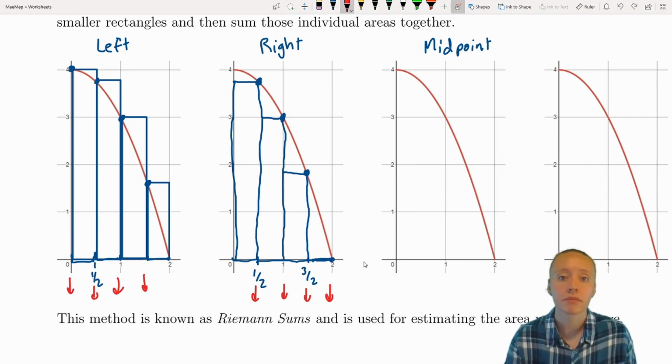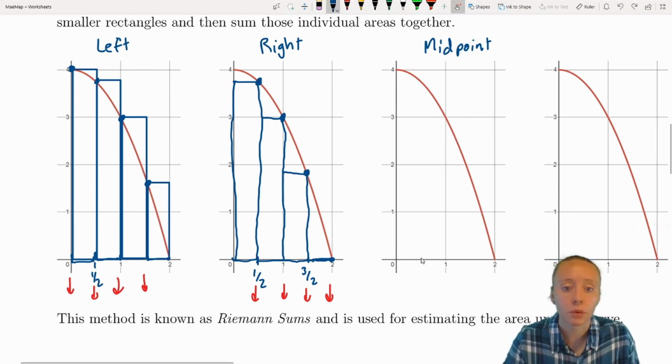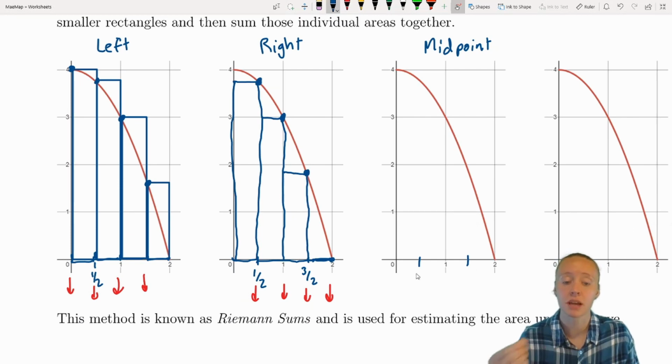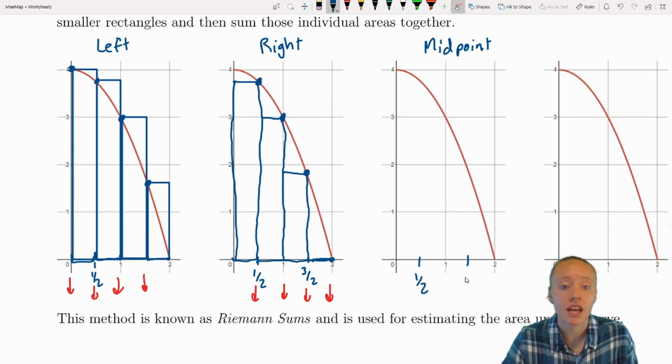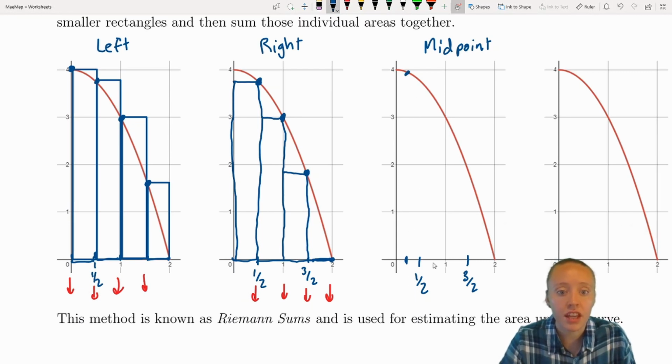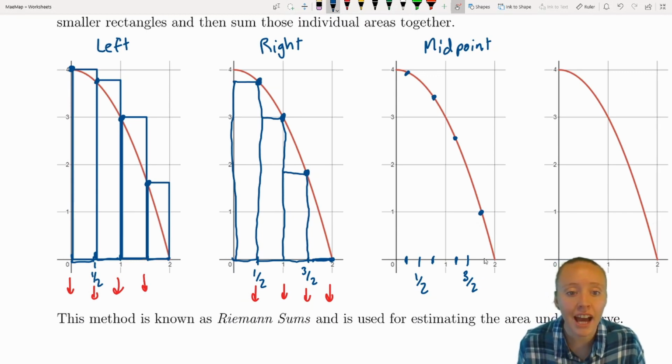Now, looking at midpoint, we're going to do exactly what it says. We're still dividing this up into 4 separate rectangles. Our n value, our number of subintervals, is 4, and over the length of 2, that's going to give us a width of 1/2 for each of our rectangles. But if I'm going to the midpoint, now I want my height of my rectangle to be at 1/4, then again at 3/4, then again at 1 1/4, and then 1 3/4. Those are the heights of my rectangles at those midpoints.